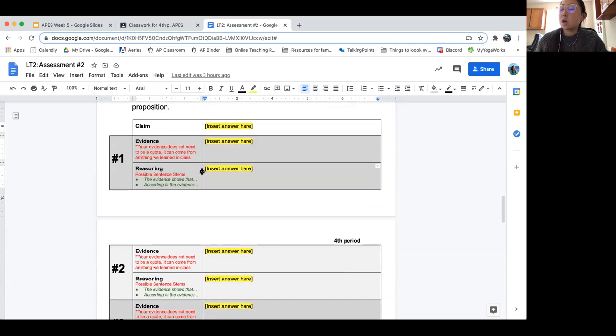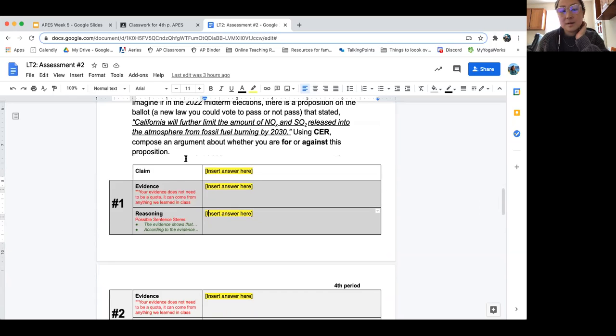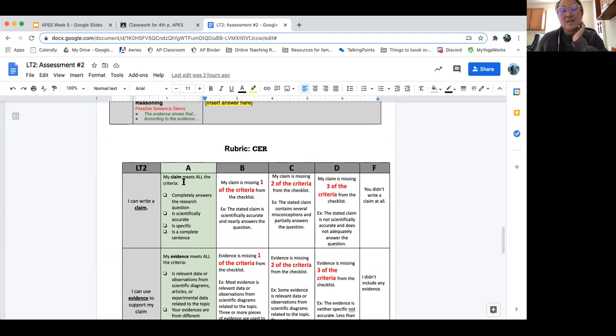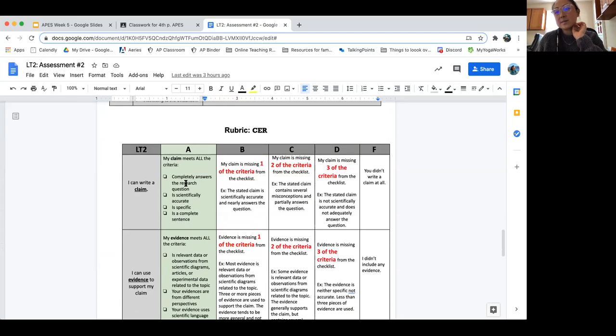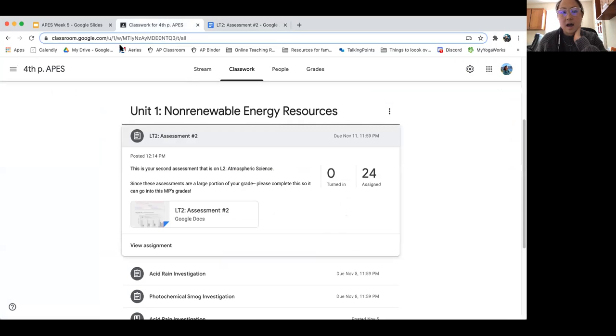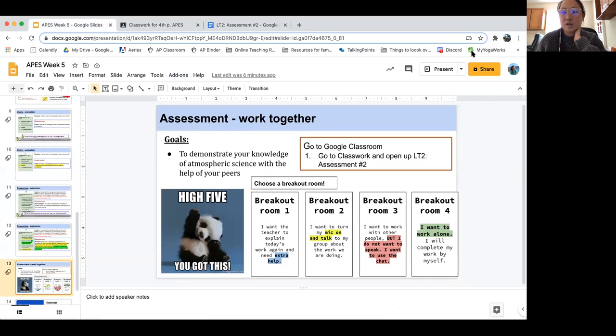So your CER is your argument. You can pretend like you're trying to explain to your older brother or your auntie or your mom about why they should vote for this proposition, or why not. But hopefully it's why you want to vote for this proposition. Of course the expectations and the rubric for the claim is down here. And that is it. Oh, here's a cute panda picture.